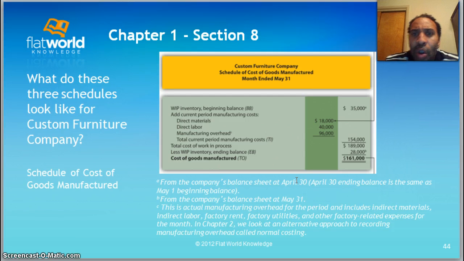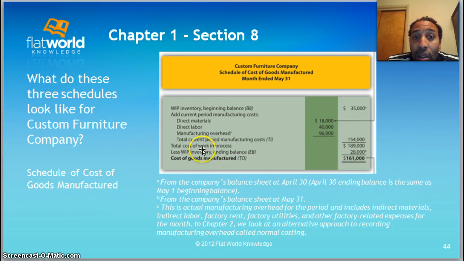So then you have the schedule of cost of goods manufactured, right? So work in progress beginning balance is 35,000, and then we have expenses, right? We have direct materials, which cost 18,000. We have direct labor, which costs 40,000. We have manufacturing overhead, which costs 96,000. So our total current period manufacturing cost is $154,000, right? So total cost of work in process is 189,000 because we have a beginning balance of 35 and all these things that add up to 189,000.